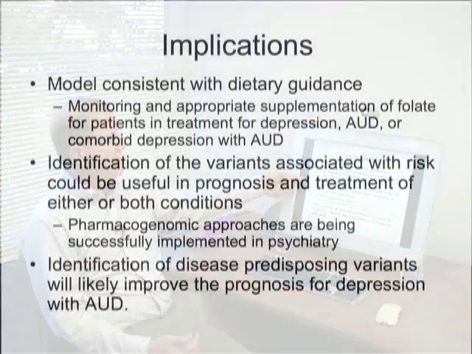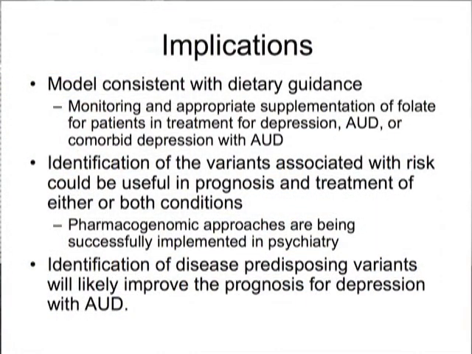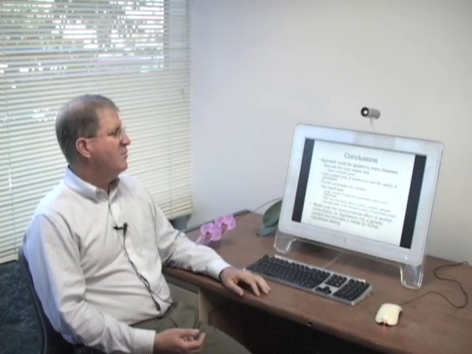And at this point, we have specific variants identified as risk variants. We could identify risk variants based on these candidate genes, and this is exactly what we need to do to identify candidates for the pharmacogenomic studies that are just now beginning to be implemented in psychiatry and in other disorders. And at that point, identifying the specific disease variants is likely to improve the prognosis for patients.